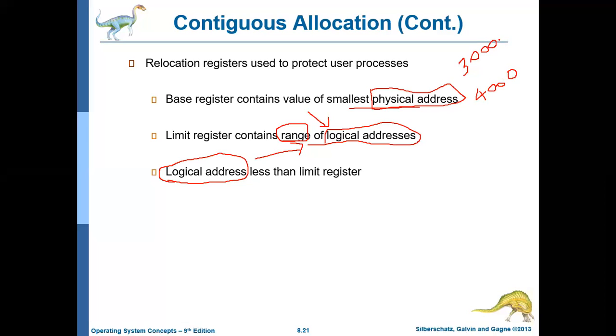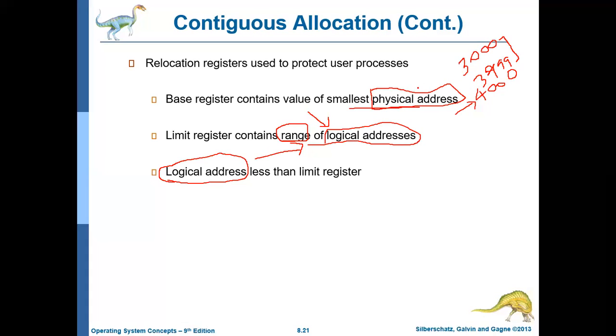So starting from 3000 it can access up to location 3999. 4000 it cannot access. 4000 is the limit, it cannot access from 4000. So the actual addresses it can access are from 3000 to 3999. So this many locations it can access, right?